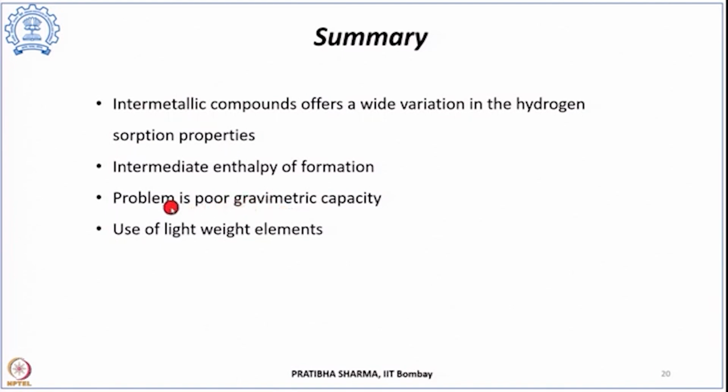A solution could be the use of lightweight elements to improve the gravimetric capacity. This can be achieved with certain noble metals. However, those noble metals also have their own disadvantages. What those noble metals are, we will see in the next class.